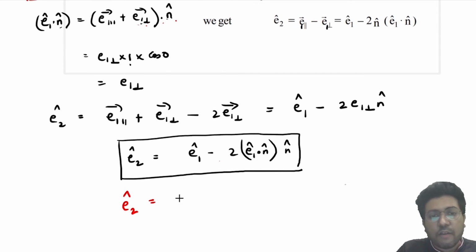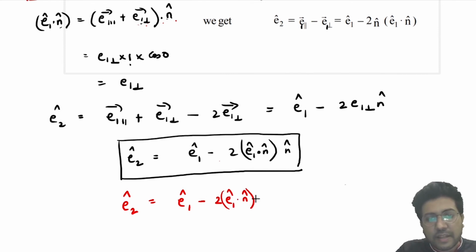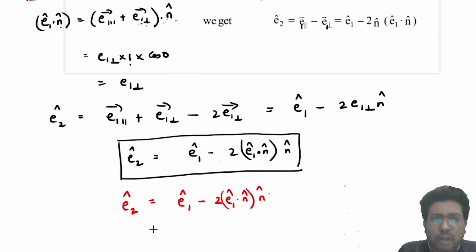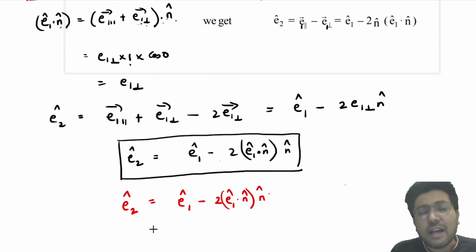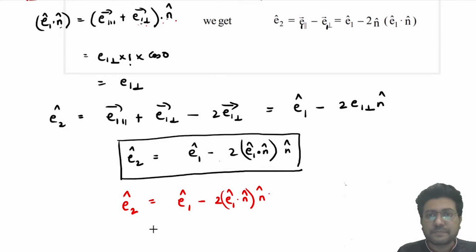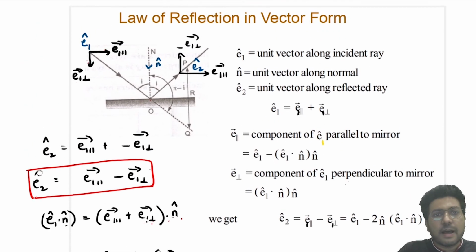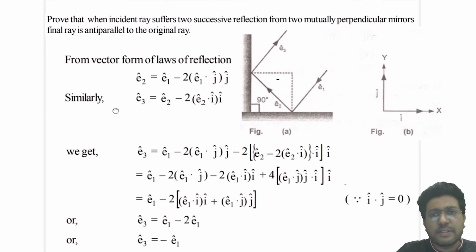This is the law of reflection in vector form. E2 cap is equal to E1 cap minus 2 E1 cap dot N cap into N cap. So suppose in the question they have given you a unit vector along the incident ray and a unit vector along the normal. That means they have given you the unit vector along the reflected ray, or they can ask you for the unit vector along the reflected ray. This is the law of reflection in vector form. We will use this in some questions.